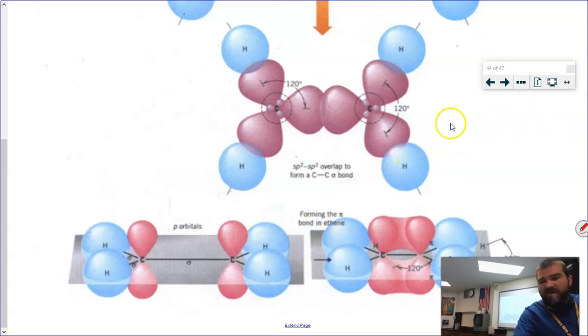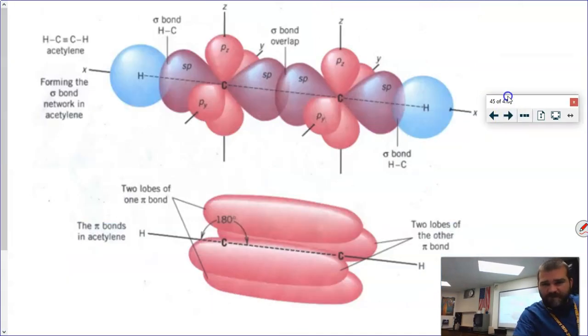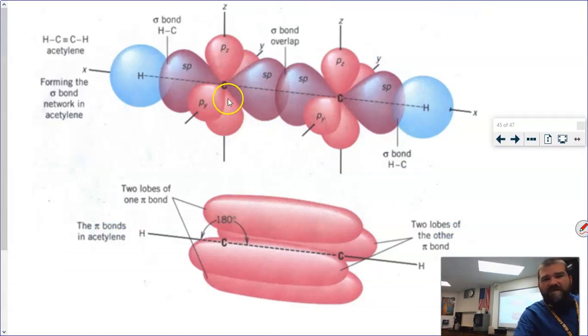If I'm confusing you, don't worry. We'll make life much easier in just a second. For the triple bond, these are sp hybridized. I have sp hybrid orbitals facing along this plane. We have a nice linear molecule, hydrogen, carbon, carbon, hydrogen. The first bond is right here. It's a direct overlap between sp hybrid orbitals.